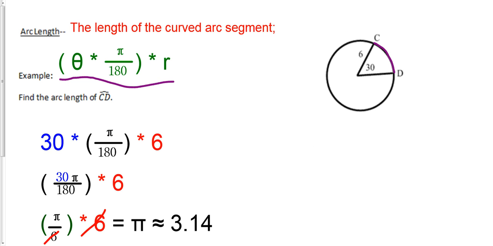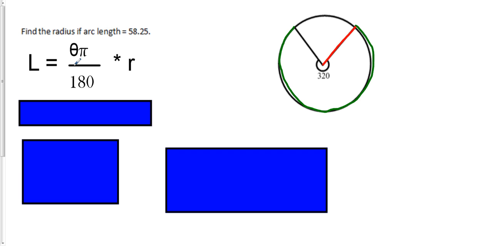Before we look too close into that, I want to go back to the arc length formula. And we can say this whole thing equals whatever our arc length is. Take theta, that central angle, times pi over 180. Take all of that times the radius, and you'll get your arc length. From that formula, if you just multiply theta times pi and call it one fraction, we'd have theta times pi all over 180 times the radius. That would all equal the arc length.